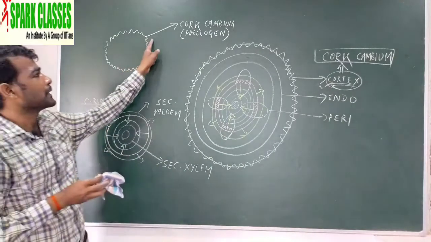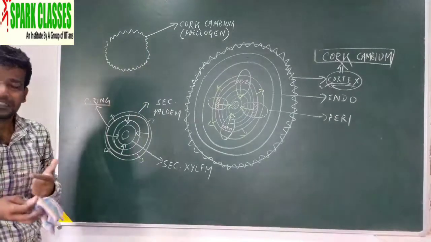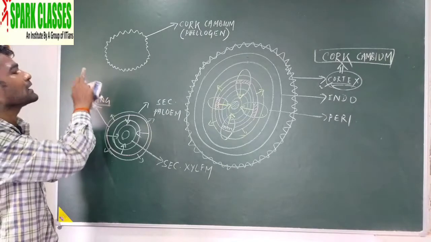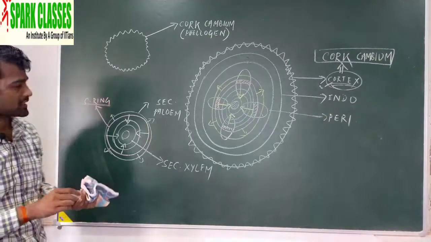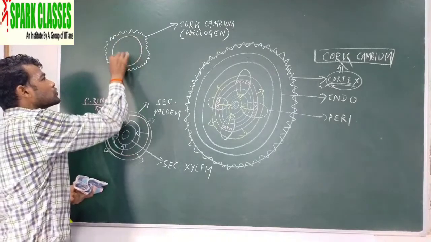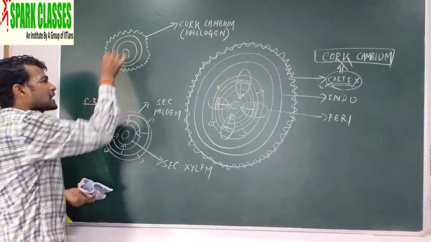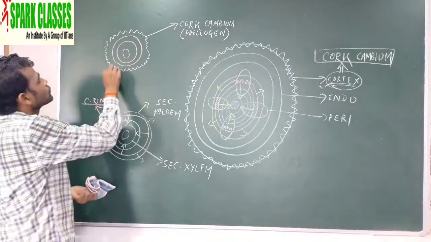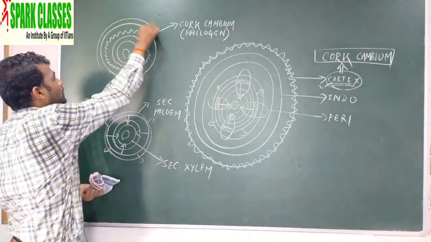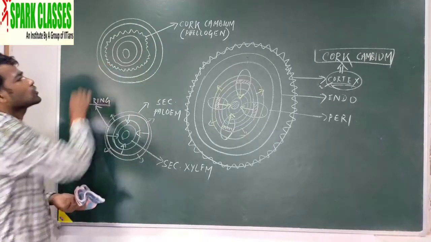This cork cambium means dividing cells. This cambium is also able to divide towards the inner side as well as the outer side. It can produce new cells towards the inner side. It can also produce new cells towards the outer side. There is a formation of new cells towards the outer side also.